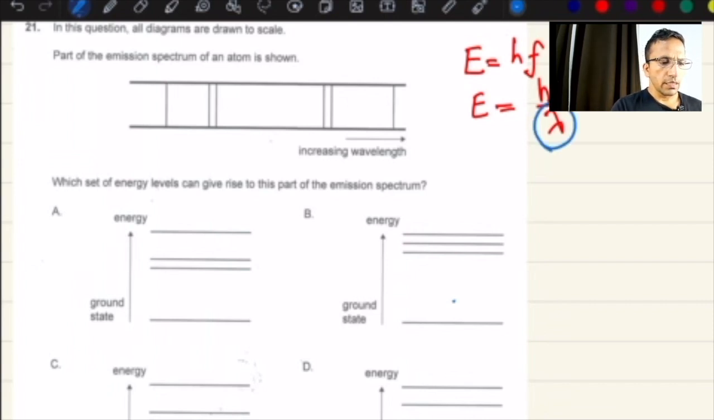So let's think. We understand there are two photons which are pretty similar here, and they have increasing wavelength. So these are small wavelength, so these are strong or high energy photons, but pretty similar, right? Let's think.